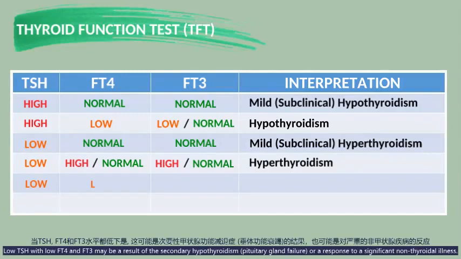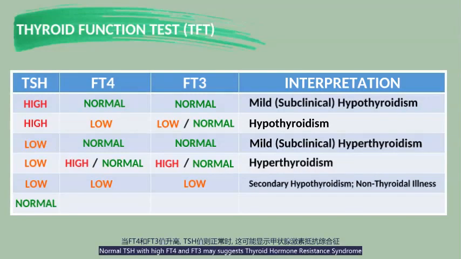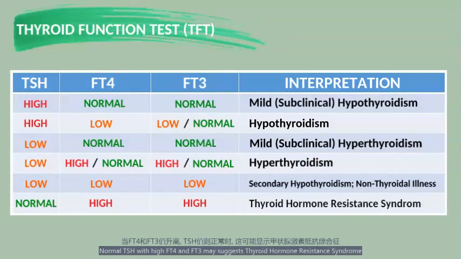Low TSH with low FT4 and FT3 may be a result of secondary hypothyroidism, pituitary gland failure, or a response to a significant non-thyroidal illness. Normal TSH with high FT4 and FT3 may suggest thyroid hormone resistance syndrome. A mutation in the thyroid hormone receptor decreases thyroid hormone function.